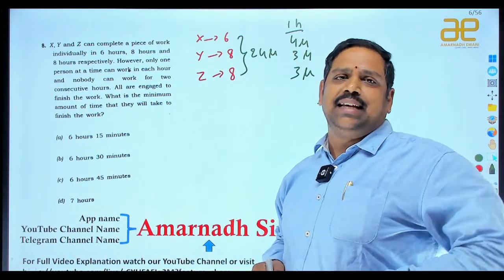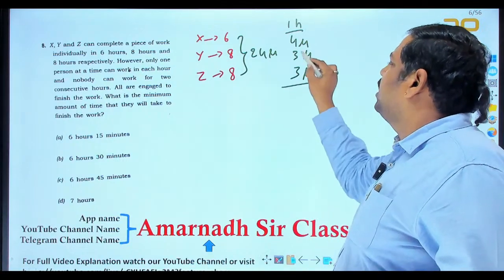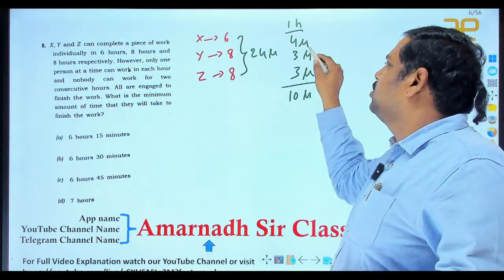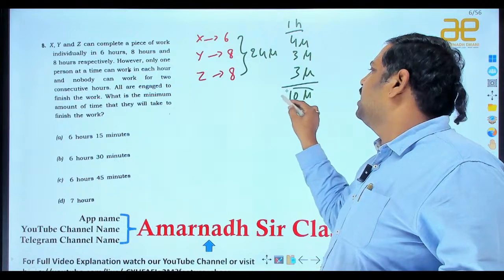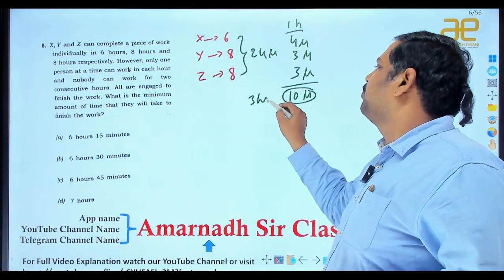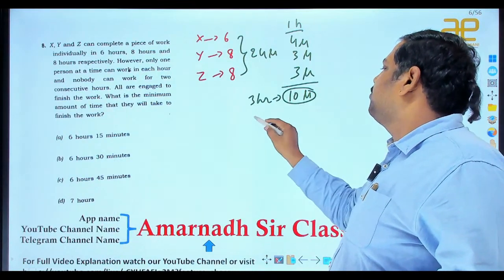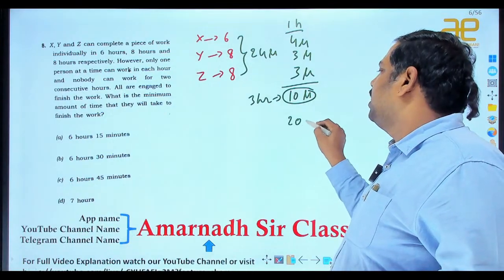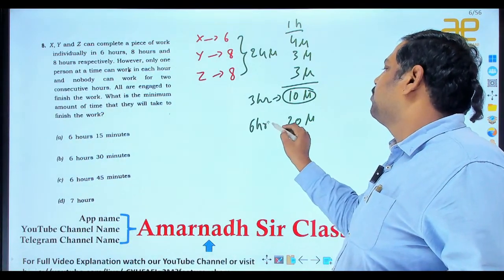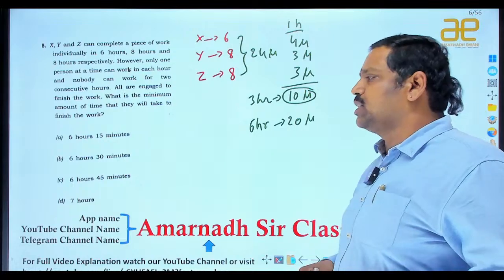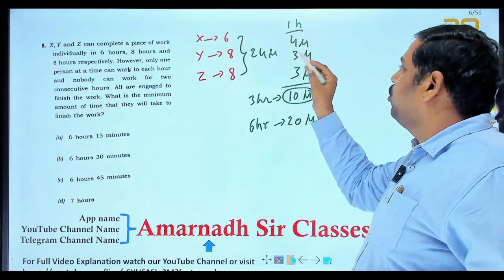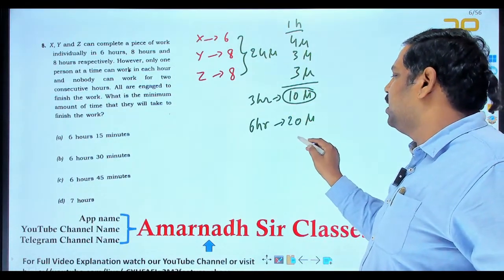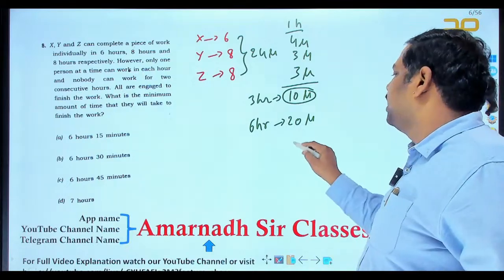In 1 hour, they complete this much amount of work. So altogether 10 units will be completed. This is alternate now, so to complete 10 units, you require 3 hours of time. Suppose you take double it, 20 units will be completed in 6 hours. Now, we still have 24 units, 20 completed, so the remaining 4 units are pending.